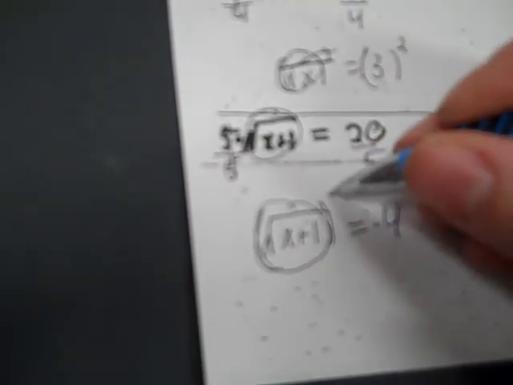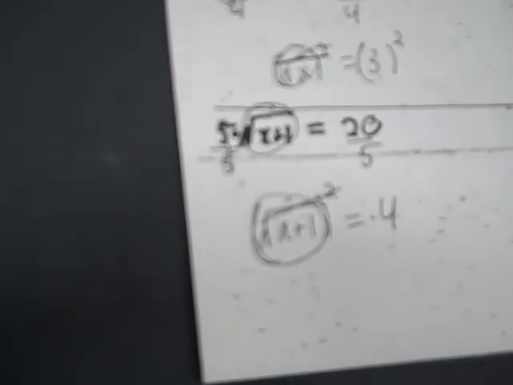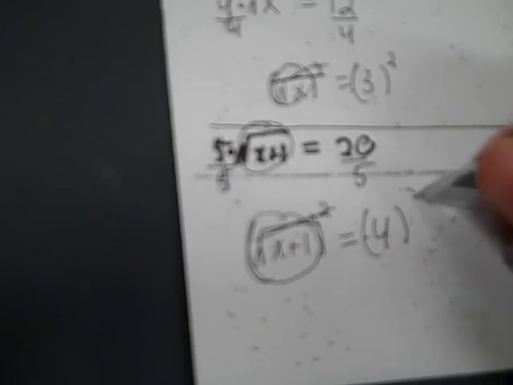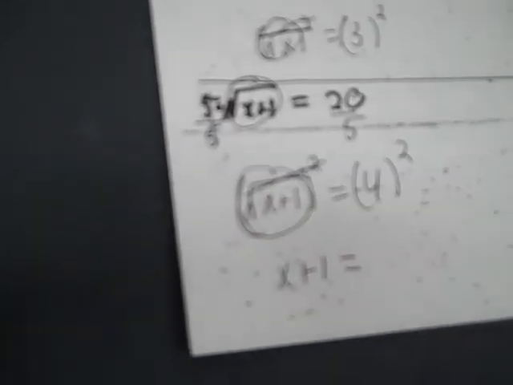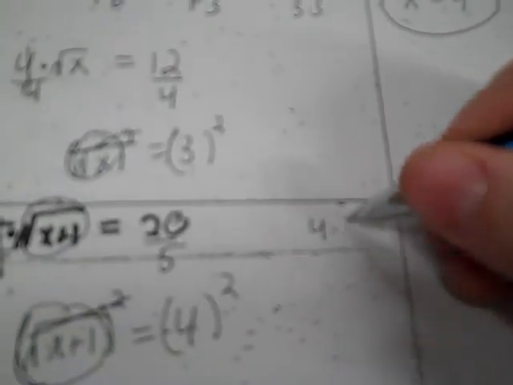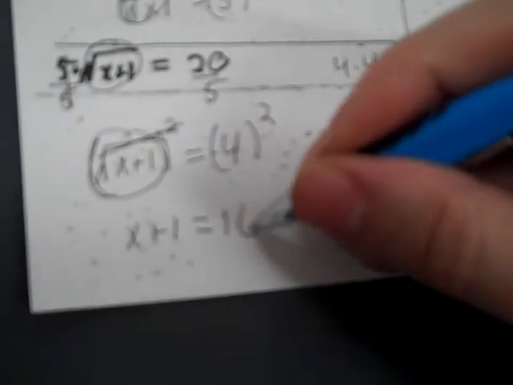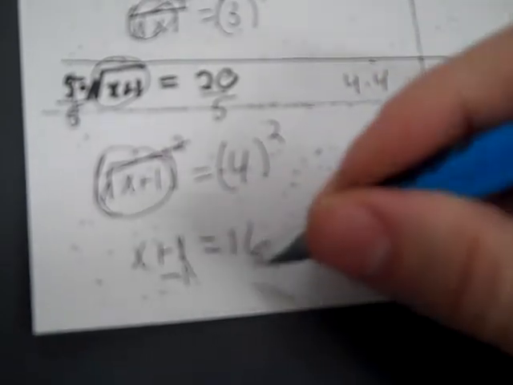Okay, now that the square root is cleared, it is time to get rid of the square root from the equation, which we do by taking each side to the second. That gets rid of that. And I take my other side to the second. So it's going to be x plus 1, 4 to the second power. That means 4 times 4, and that's 16. So minus 1, and that's 15.